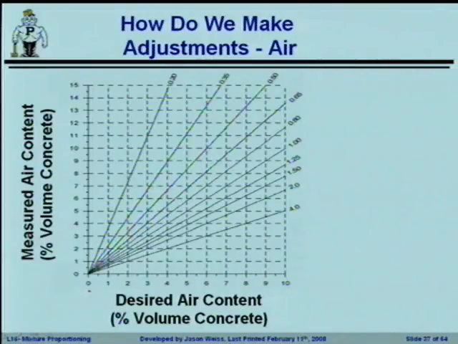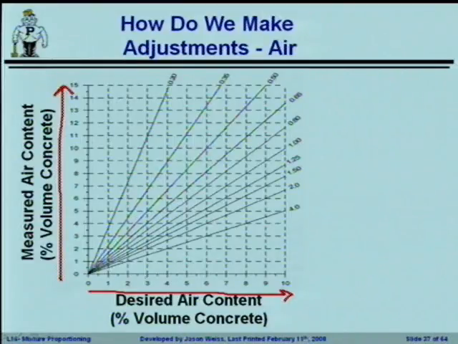Along the x-axis, you've got the amount of air that you wanted in your particular mix. Along the y-axis, you've got the actual amount that you've measured. So for example, if you wanted to target 6%, like we were trying to do in our problem, but you measured 1% from the actual test, you would be somewhere down in this region down here.